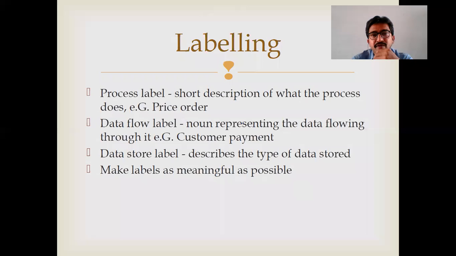And labeling: the process label is just a short description. Just now we have seen in the example, for the process we are making a circle, like safety home, like this we are labeling. For a data flow label, a noun representing the data flowing through it, for example customer payment, tax or income tax. Data storage labels can describe the type of data store. Make labels as meaningful as possible. So whatever labels you give, maybe for an external entity or a process or a data flow or a data store, labeling should give meaningful, suitable names for them.